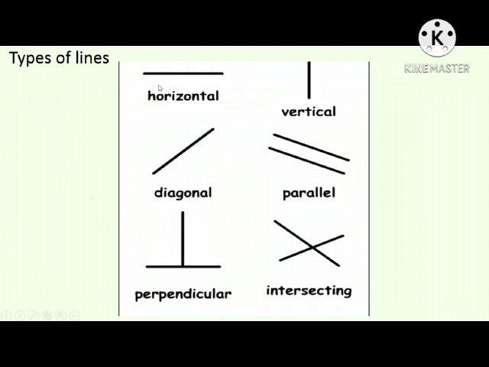The last topic is lines. Types of lines. The sleeping line is called a horizontal line. The standing line is a vertical line. Next, slanting line or diagonal. Then parallel line, perpendicular line, intersecting line.